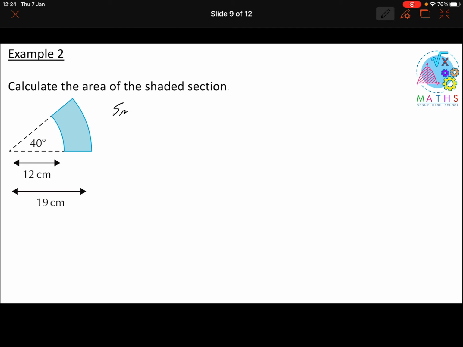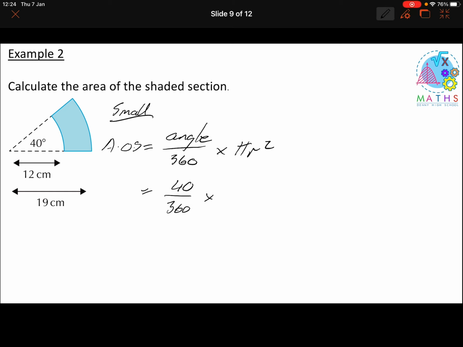Let me find the small sector. So I'm going to write the word small, right? I'm going to abbreviate. Area of sector is equal to the angle out of 360 times pi r squared, okay? So the angle you can see is 40 out of 360 times pi times the radius squared, okay? Which is 12 squared for the smaller sector. Hopefully you would agree with that, okay?